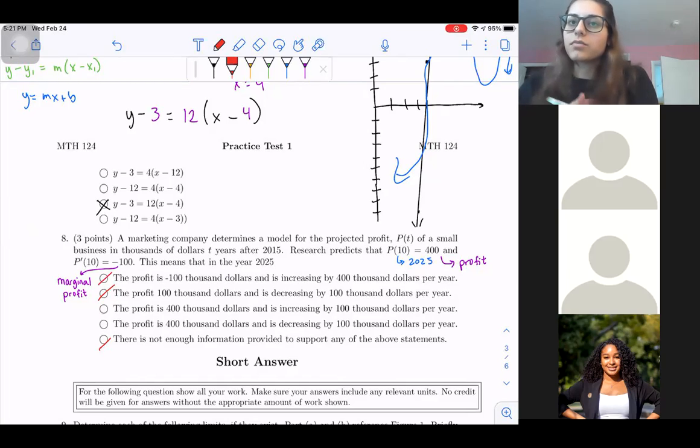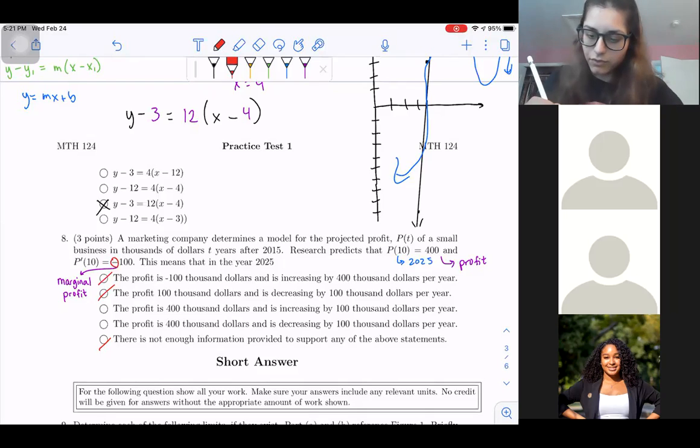So in this case, our marginal profit is negative, right? And so we know that with every additional item we make, or in this case, every additional year after 2025, we're going to lose $100,000. So marginal profit at 2025 is negative 100, and that means that we are decreasing by $100,000 with an additional year. So that is the fourth one.